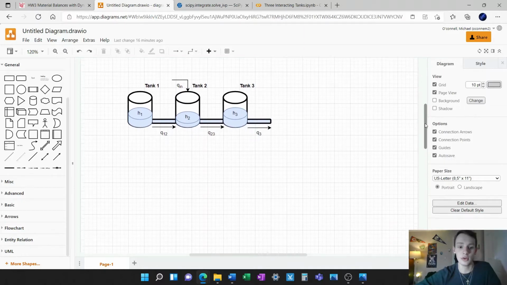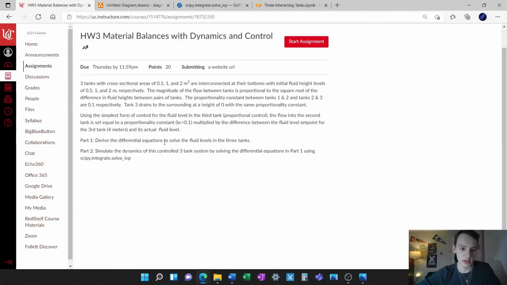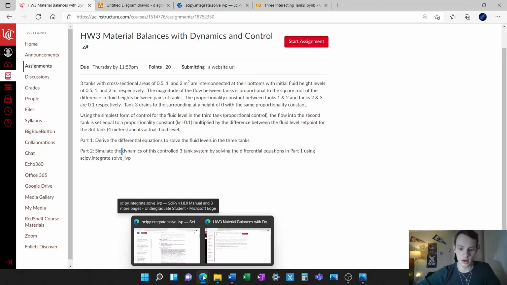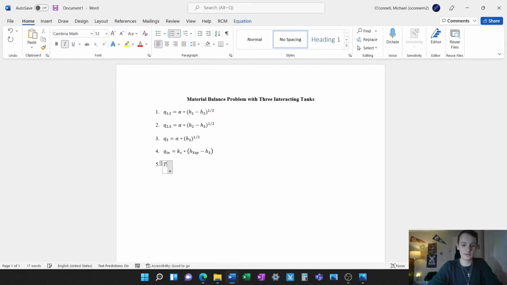The next thing we have to do is recognize that our heights are going to be changing, right? Once we start this process, we start putting in fluid to tank 2, everything begins and fluid begins moving around. And what this says here for part 1 is to derive differential equations to solve the fluid levels in the 3 tanks. Okay, differential equations. What the heck is that going to look like? Well, we are going to do this, as you might expect, tank by tank.